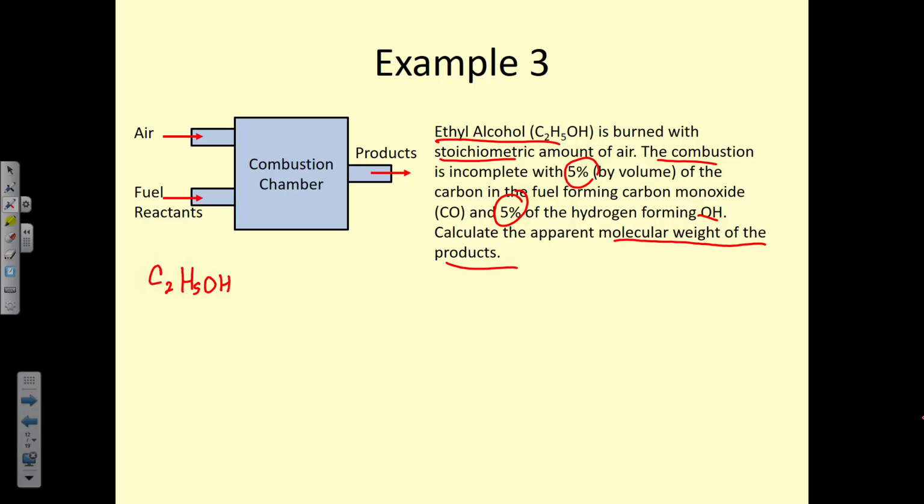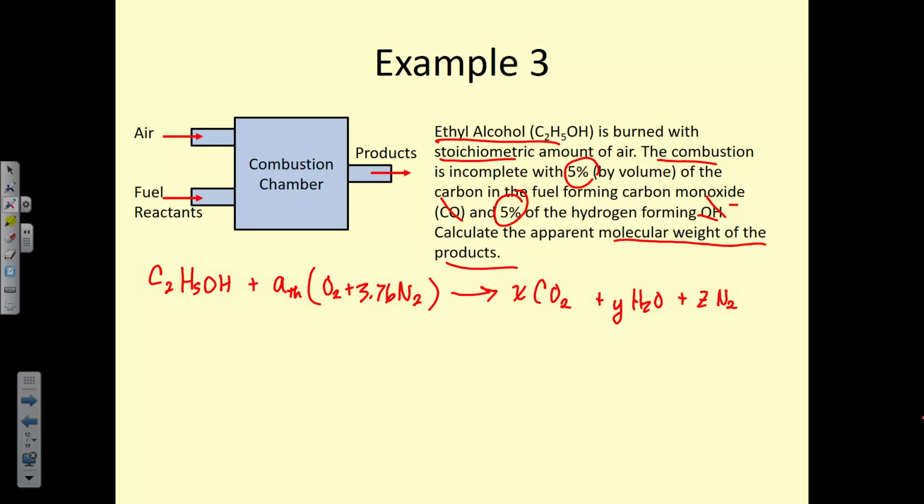C2H5OH, and it's burning with the stoichiometric amount of air, so it's just the theoretical amount of air times O2 plus 3.76 N2. And then the resultant byproducts in complete combustion, so again, we're looking at the complete case first, X times CO2 plus Y times H2O plus Z times nitrogen. So we're ignoring, for now, any carbon monoxide and hydroxyl.